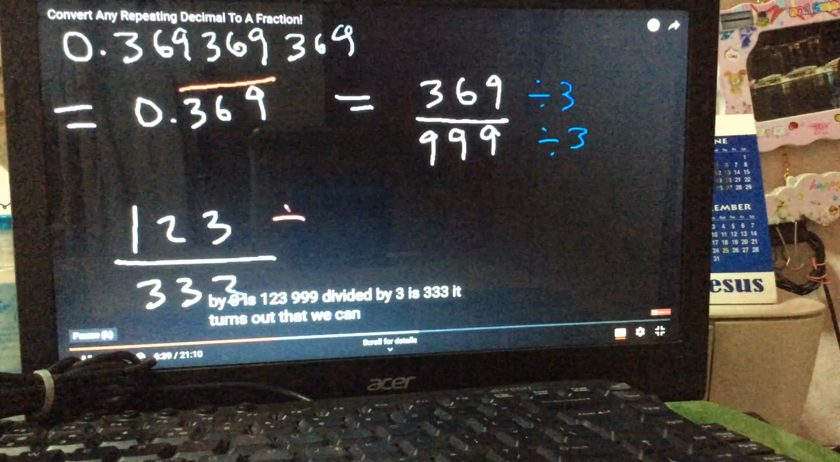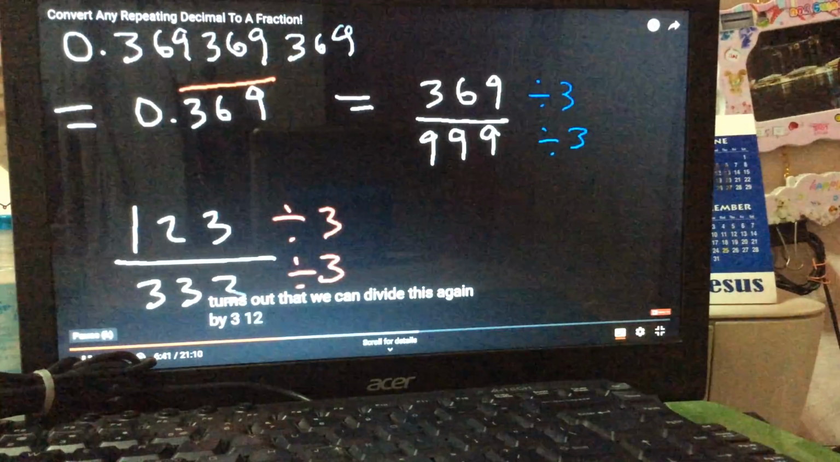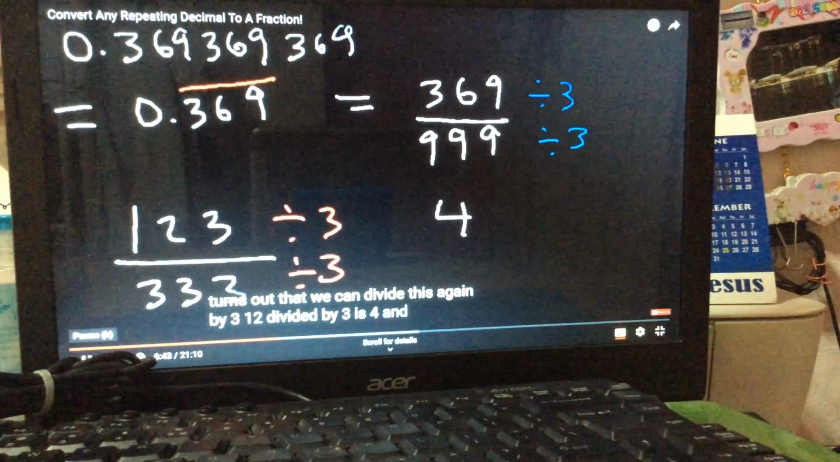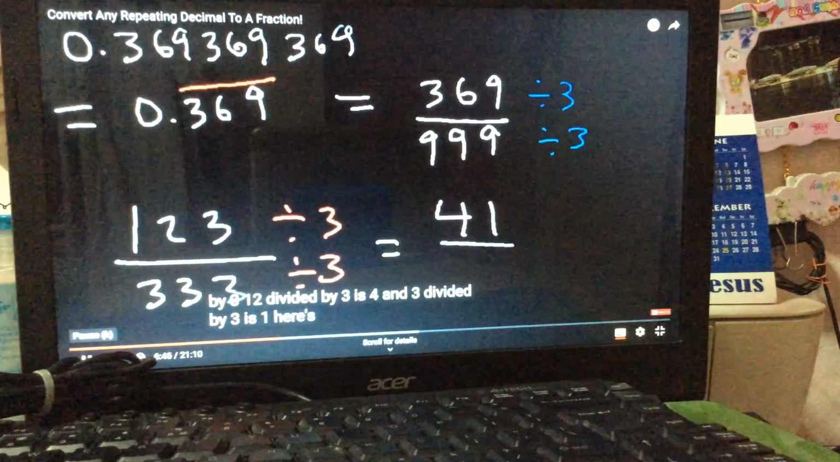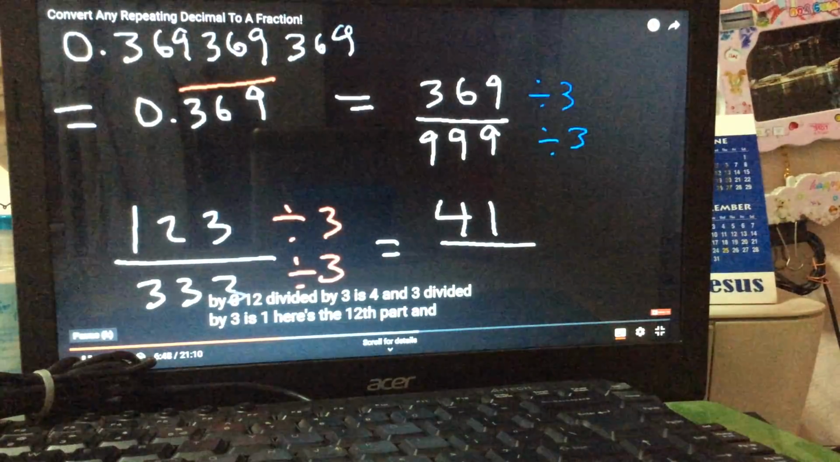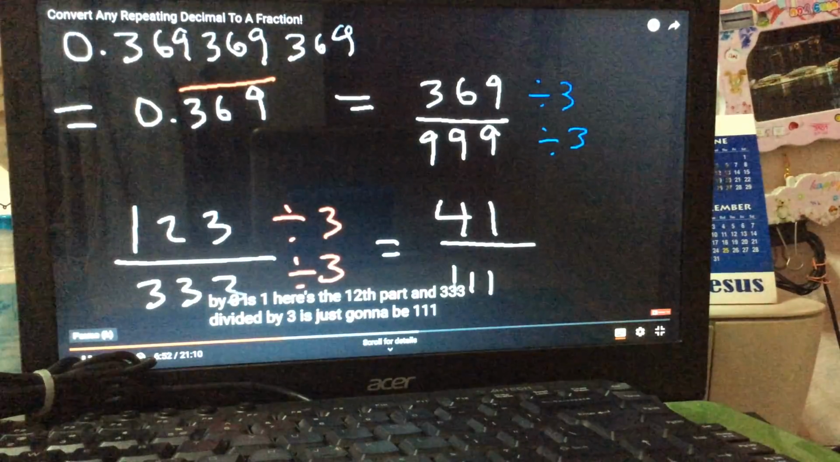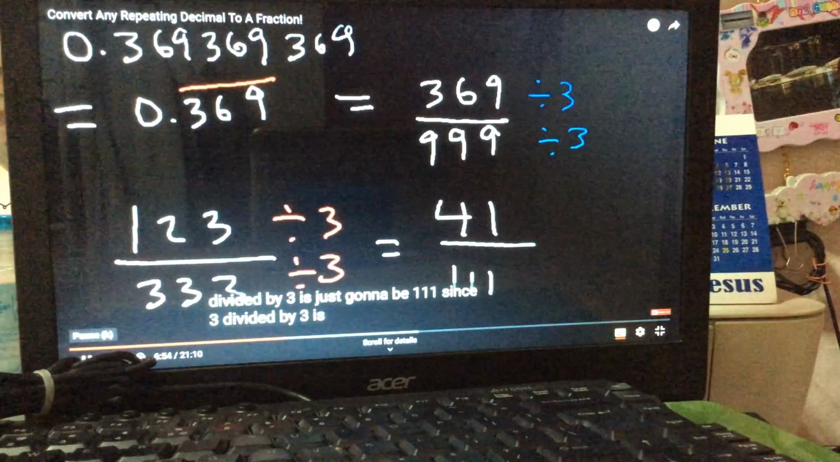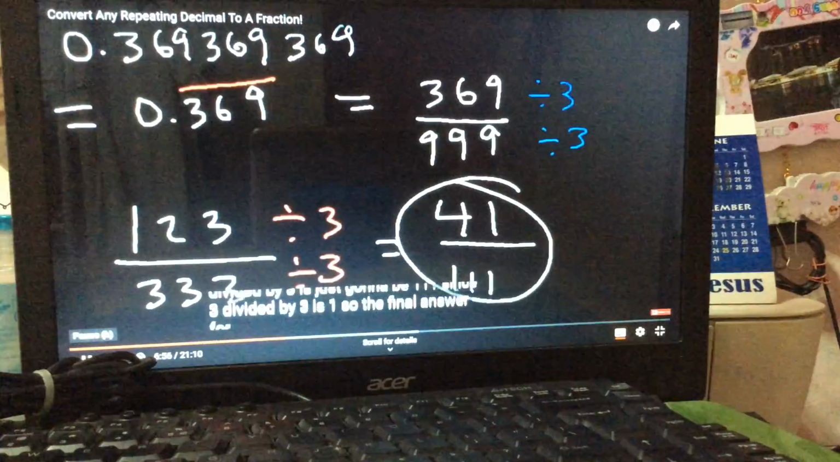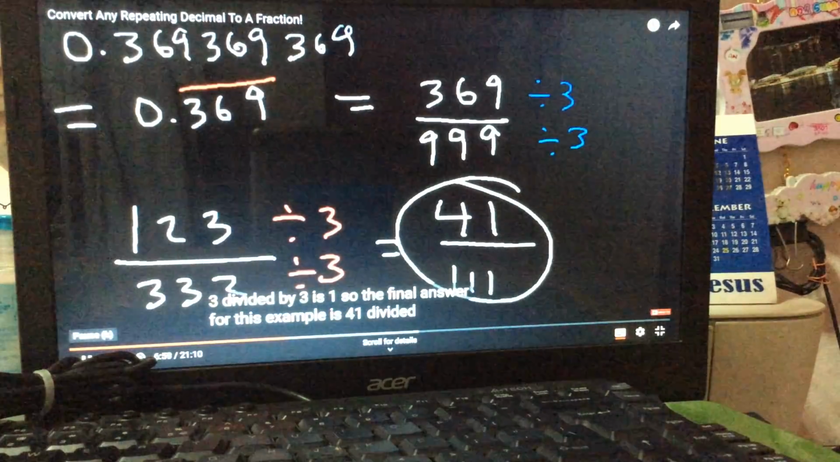It turns out that we can divide this again by 3. 12 divided by 3 is 4. And 3 divided by 3 is 1. And 333 divided by 3 is just going to be 111, since 3 divided by 3 is 1. So the final answer for this example is 41 divided by 111.